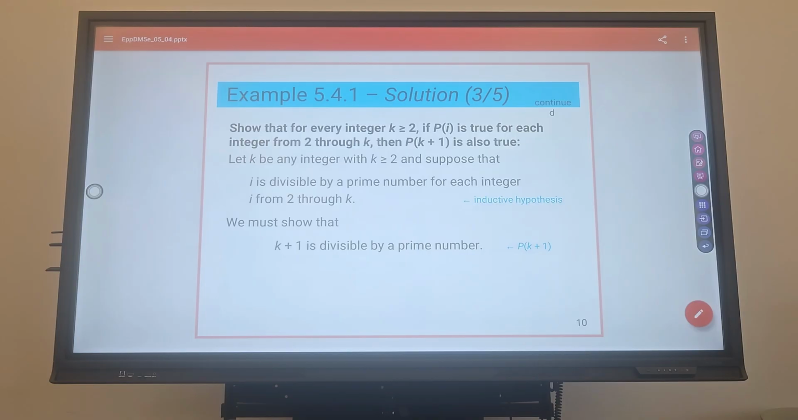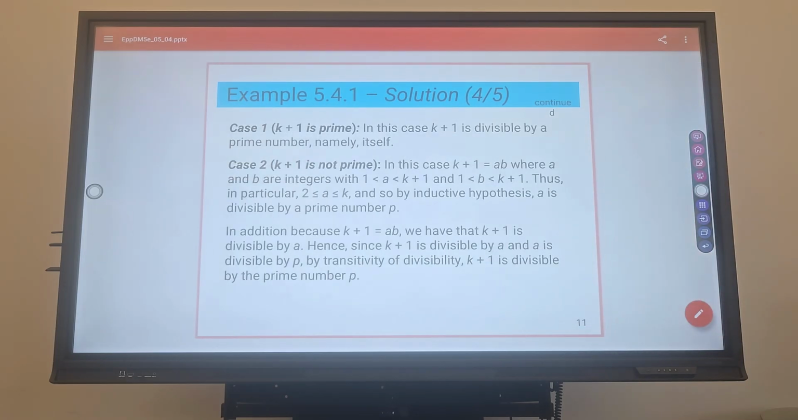Show that for every integer k greater than or equal to 2, if P of i is true for each integer i from 2 through k, then P of k plus 1 is also true. Let k be any integer with k greater than or equal to 2, and suppose that i is divisible by a prime number for each integer i from 2 through k. We must show that k plus 1 is divisible by a prime number. Case 1, k plus 1 is prime. In that case, k plus 1 is divisible by a prime number, namely itself.